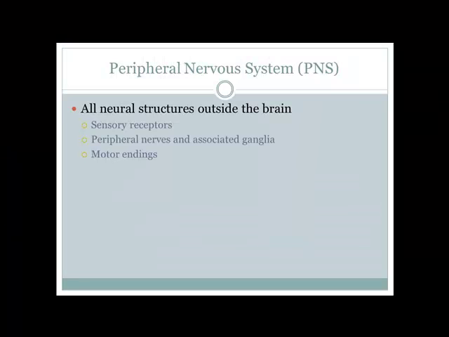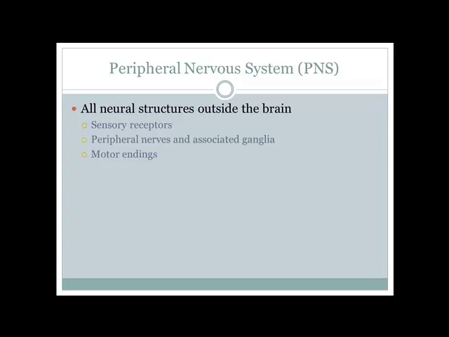So we're doing peripheral nervous system. What the peripheral nervous system is, it's going to be all of the nervous tissue that lies outside of the central nervous system. Once again, your central nervous system will be your brain and spinal cord, and the peripheral nervous system, like I said, is all neural tissue lying outside of that.